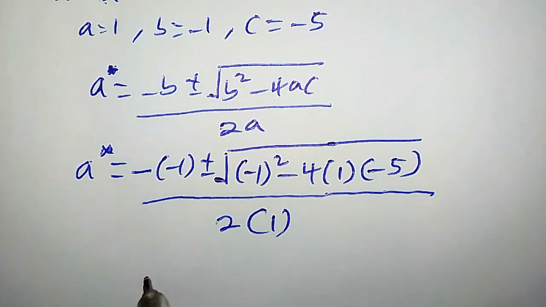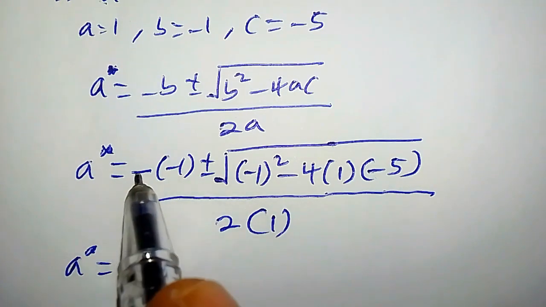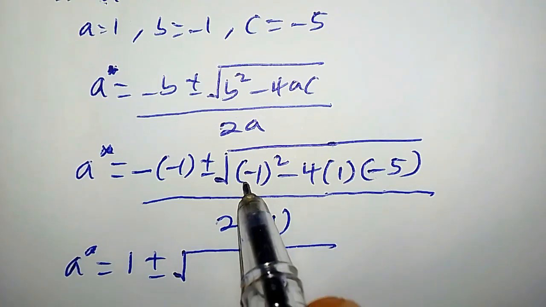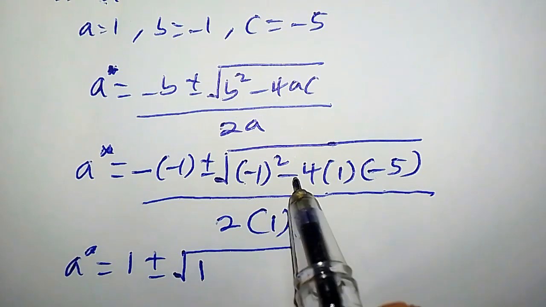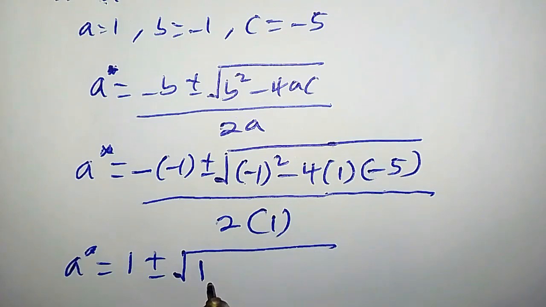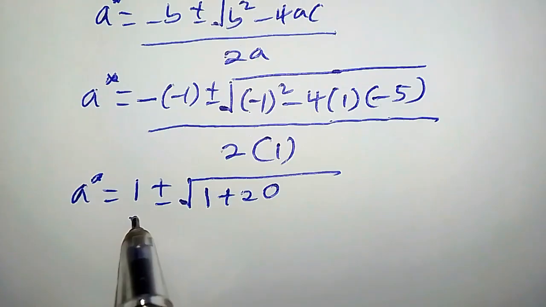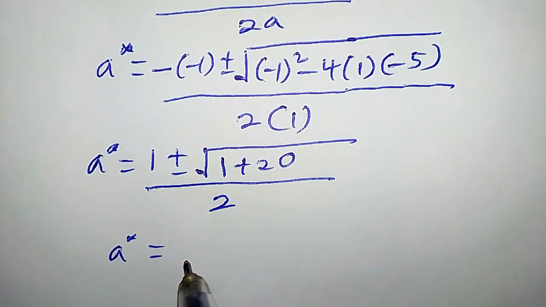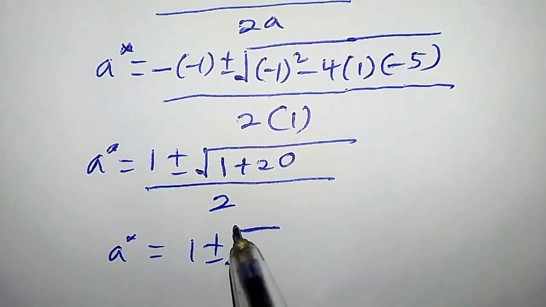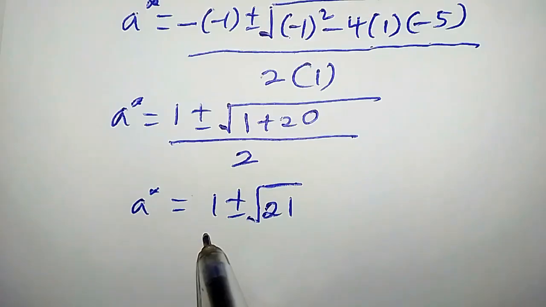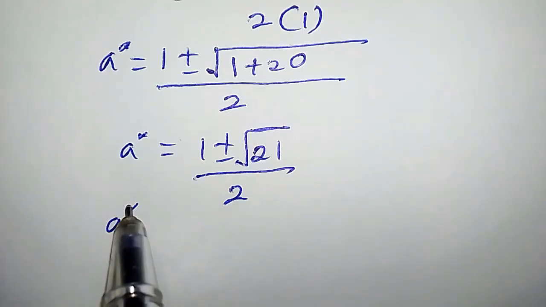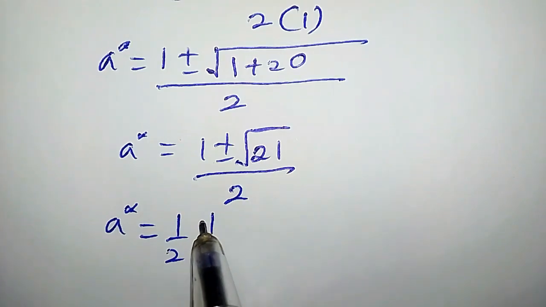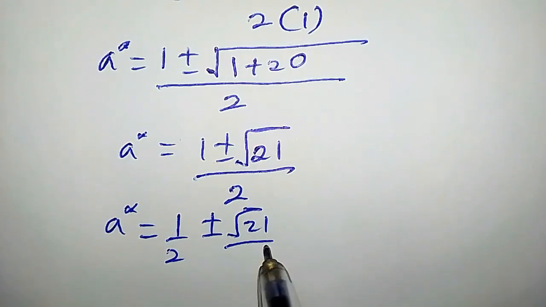a is 1. a star is equal to minus times minus 1, that is 1, plus or minus square root of minus 1 squared, that is 1, minus 4 times 1 times minus 5, that is plus 20, all over 2 times 1, that is 2. So a star is equal to 1 plus or minus square root of 1 plus 20, that is 21, over 2. This right hand side can be written as 1 over 2 plus or minus square root of 21 over 2.